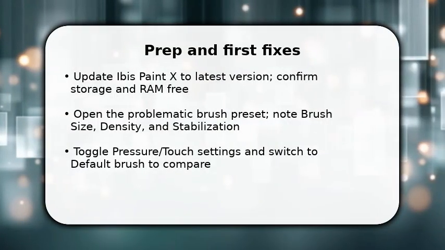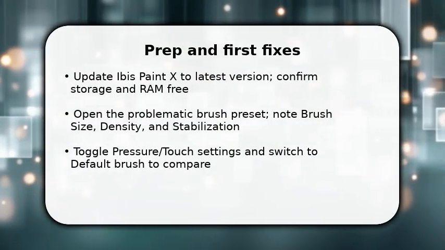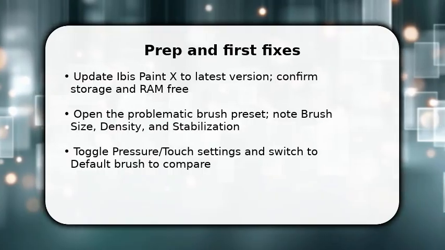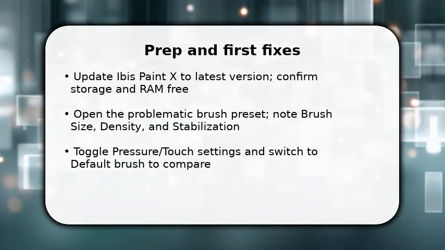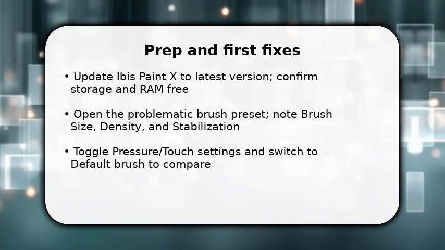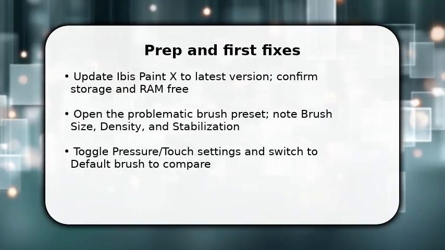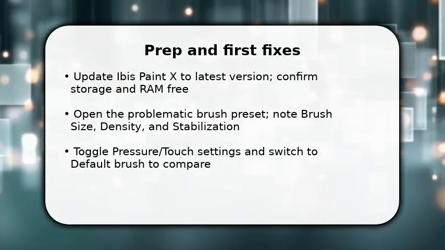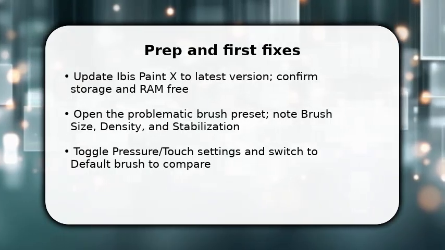You start by confirming the app is up to date and that your device has enough free RAM. This prevents rendering glitches. Next, open the exact brush preset causing pixelation and inspect size, density, blending, and stabilization values so you know what to change.